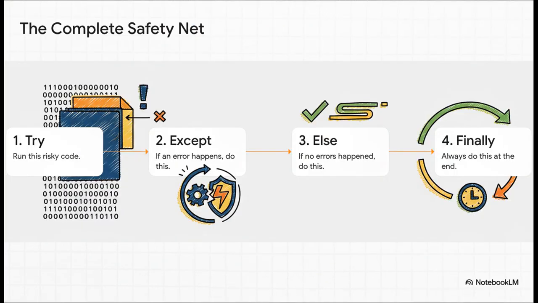So when you put it all together, you get this incredibly robust game plan. First, you try the risky code. If an error happens, except catches it. If everything goes smoothly, else runs your success code. And no matter what, finally comes in at the end to clean up. You've literally planned for every possibility.